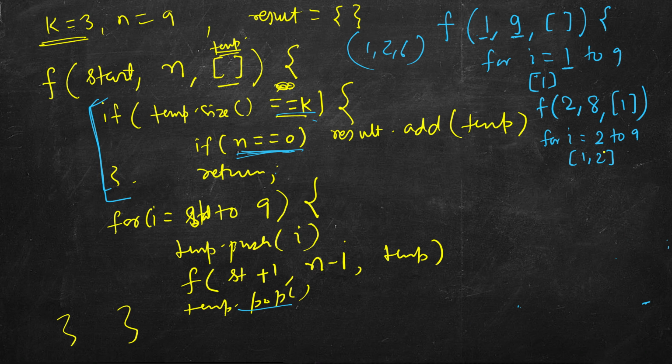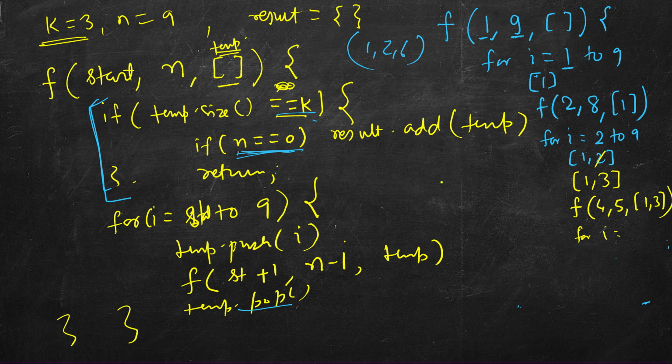And then we will pop this and push 3. So we have 1 3 now, and then call f, start is 4, n is 5, and this is 1 3. So this is not equal to k, that is 3. So it will again have a loop here for i equal to... you get the idea.